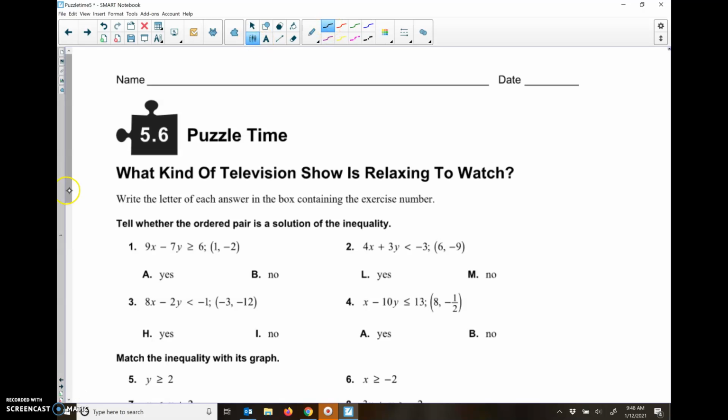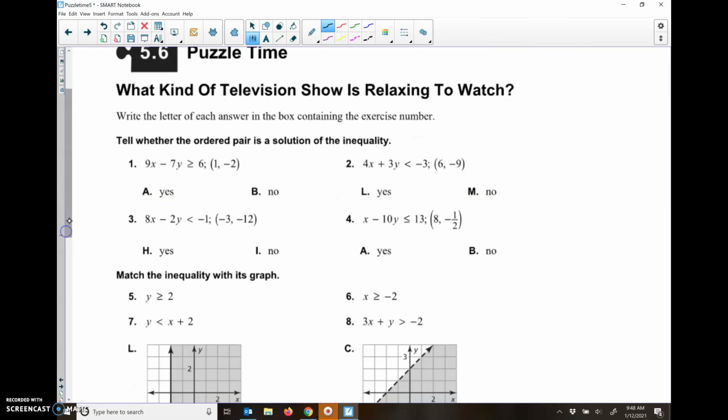So if you remember from the lesson, we got two kinds of problems here. These first four are just asking us yes or no, is that a solution? So they're giving us an X and a Y here for all of these, and we pretty much just have to plug them in and see if it's true. Are the numbers less than or greater than or whatever they are?